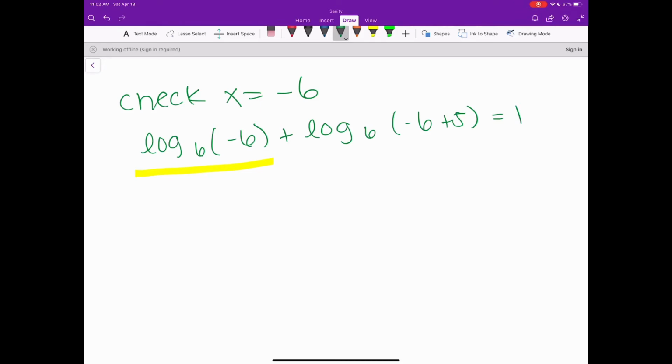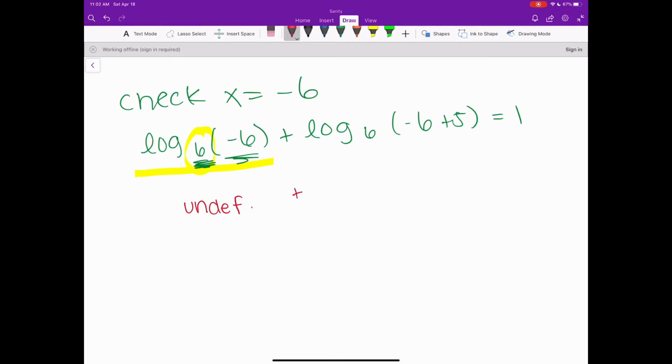What power would I need to raise 6 to in order to get -6? Well, you can't raise a positive base to any power and have it give an output of a negative number, right? It just doesn't really work. There's no number. So this technically is undefined, and I'll show you here in just a second what I'm talking about.